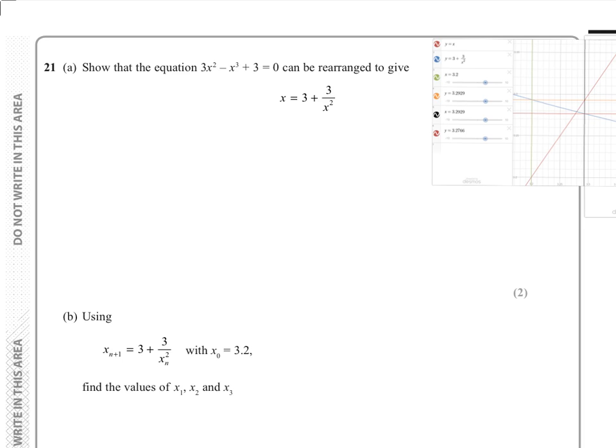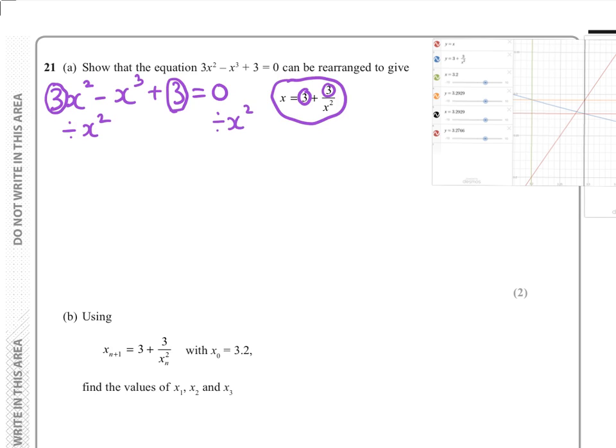Question 21. Show that the equation 3x squared minus x cubed plus 3 equals 0 can be rearranged to give this form that we've got here. Well, let's start with the initial form we have, which is a cubic. And one thing in maths is to think, well, what did we end up with here? We had a 3 on its own, so we've already got one of those, so we're going to leave that as it is. And then we have another 3 here, but comparing it to this one, it hasn't got the x squared term, so that gives us a clue to divide everything by x squared first. So if we divide this side by x squared and divide this side by x squared, we're going to get 3 minus x plus 3 over x squared equals 0.